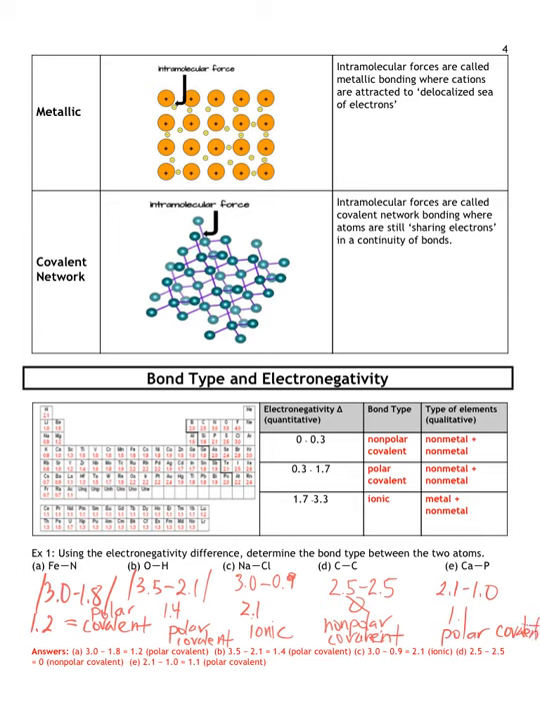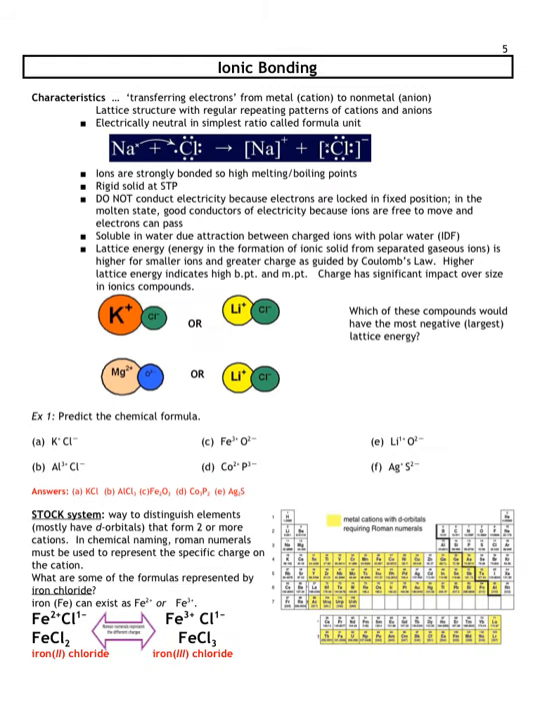Okay, check your answers on the bottom. Hopefully you can do that, making sure that you understand the concept of bond type and using the electronegativity difference to calculate the bond type. So let's start off with ionic bonding.